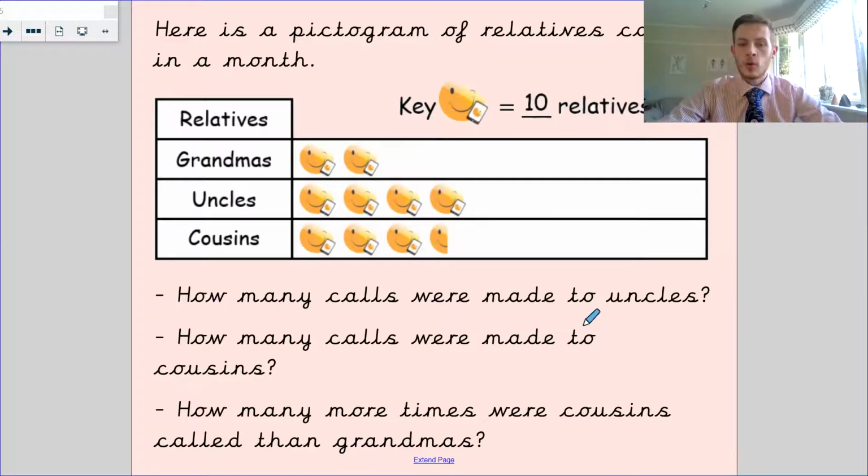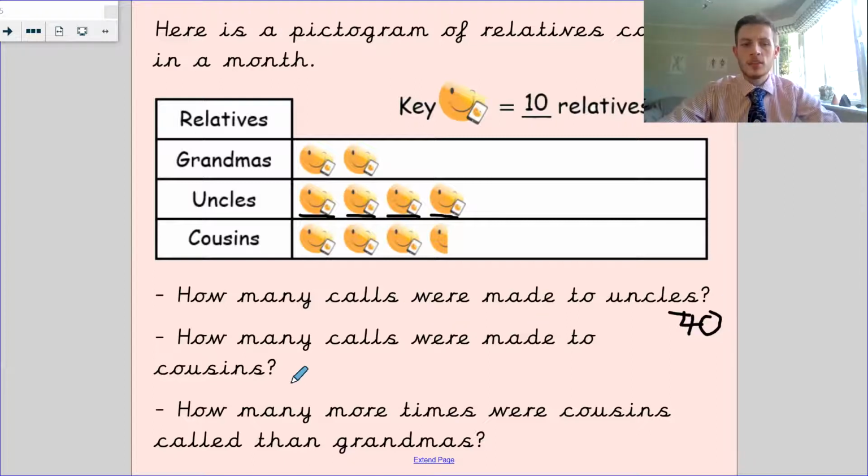How many calls were made to uncles? Oh, how many calls were made to uncles? Well, it was 10, 20, 30, 40. There were 40 calls to uncles.